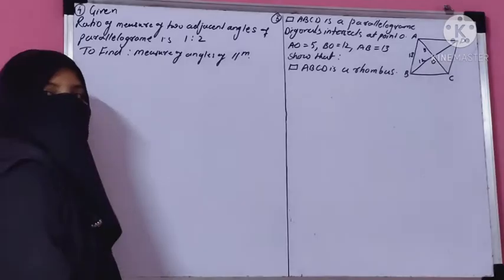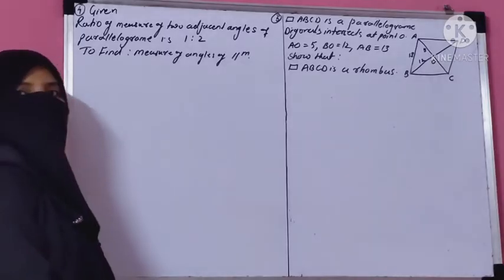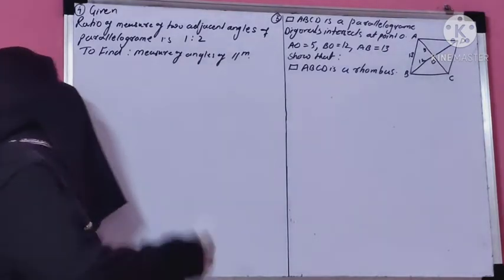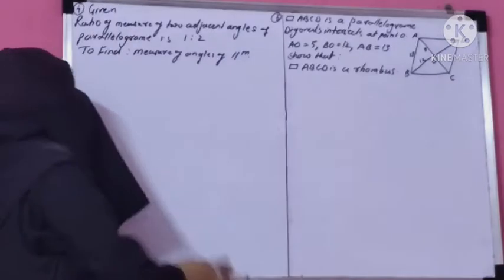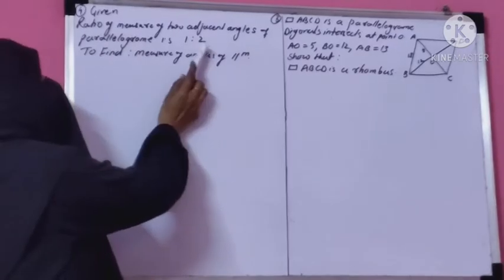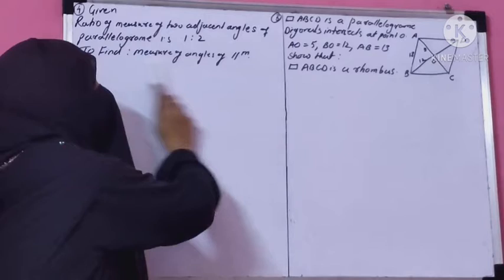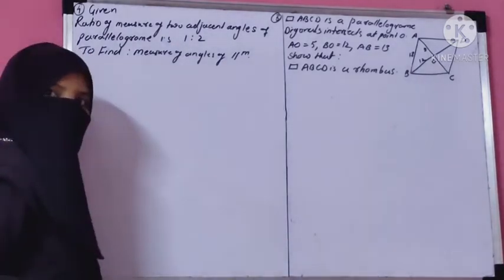In the previous lecture, we started practice set 5.1. We will continue practice set 5.1 from question number 4. Question number 4: the ratio of adjacent angles is given to you, and you have to find the measure of all angles of a parallelogram.